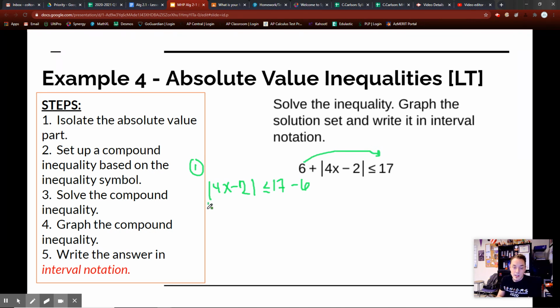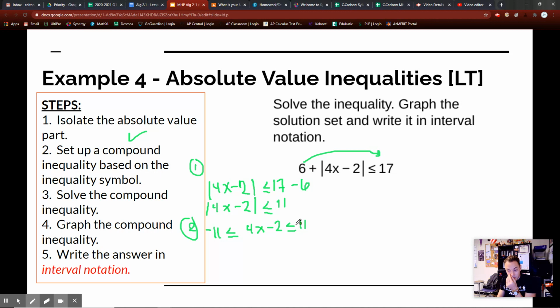All right, so what will this be? The absolute value of 4x minus 2 is less than or equal to 11. Now, is it by itself? Yes, check mark. Let's set up step 2, the compound inequality. I'm going to have negative 11 over here. Keep the sign. This is going to be whatever is inside the absolute value part. I'm going to keep that. And then the sign again, and then positive 11.